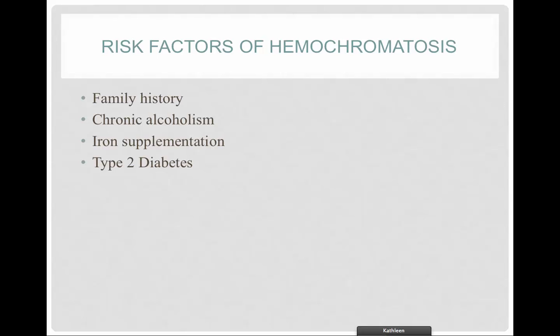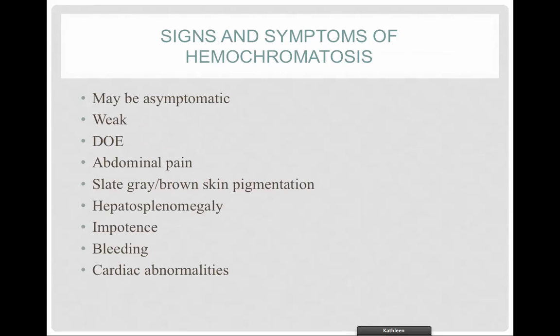Risk factors are family history, chronic alcoholism, iron supplementation, and type 2 diabetes. Signs and symptoms of hemochromatosis, they may be symptomatic, weak, dyspnea on exertion, abdominal pain. Their skin color is different, slate gray, brown skin pigmentation, large liver and spleen. They have problems with impotence, bleeding, and oftentimes they have heart failure.